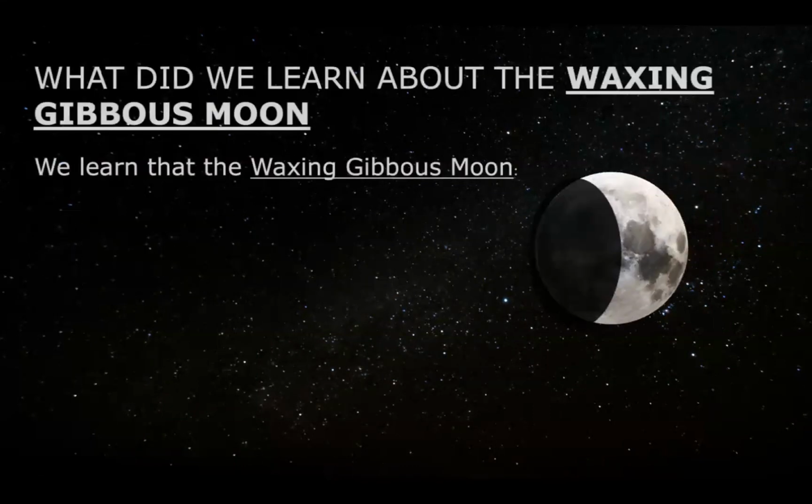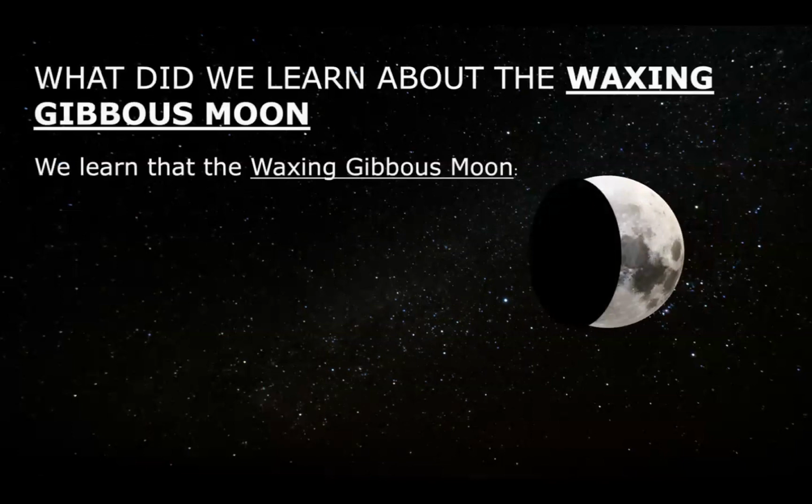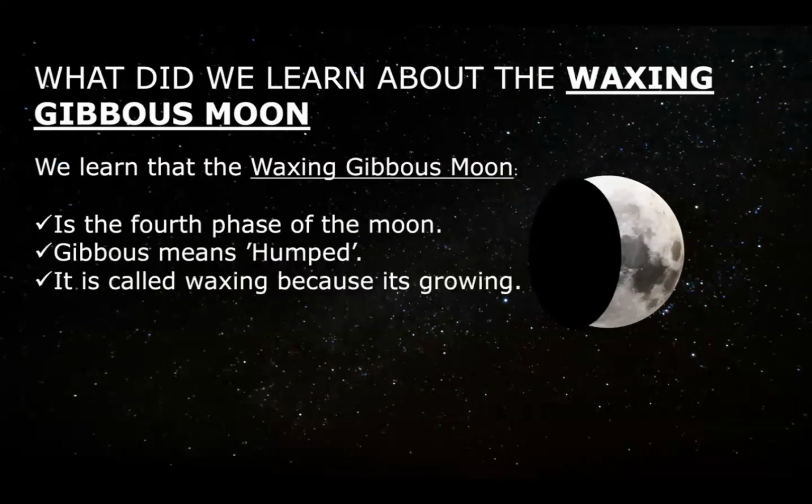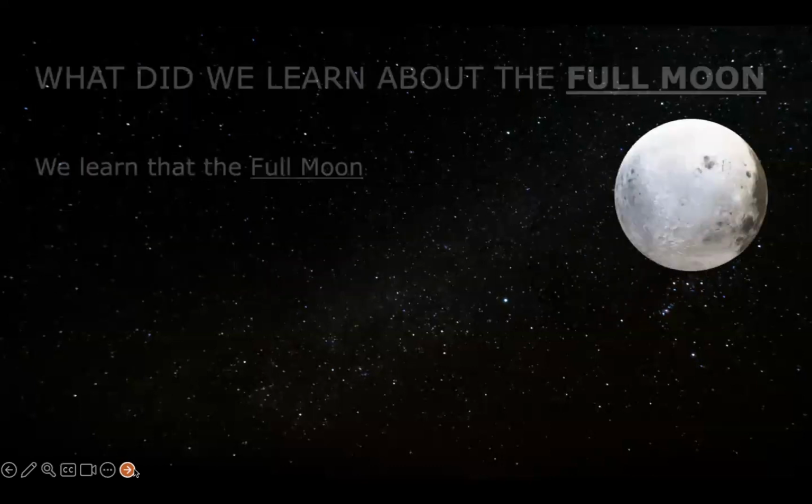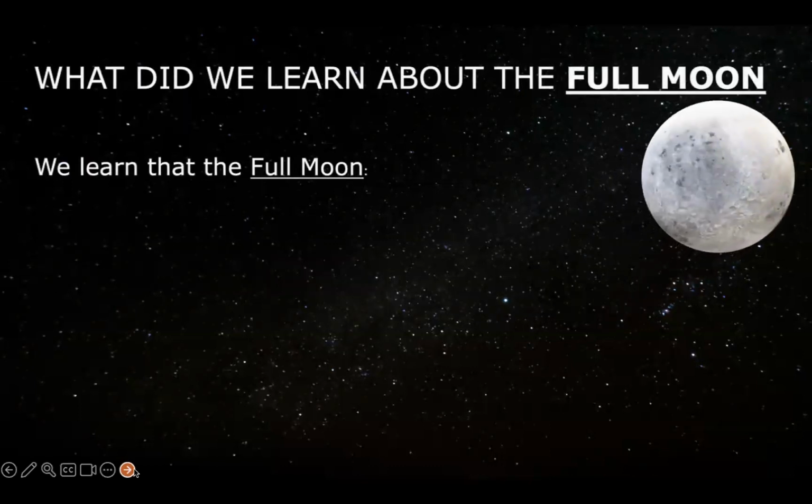Now, the waxing gibbous moon. Let us find out what we would have learned. We would have learned that the waxing gibbous moon is the fourth phase of the moon. Gibbous means humped. It is called waxing because it is growing. I will now hand you over to Miss Buru, where she'll tell you some more about the other phases of the moon. Miss Buru?